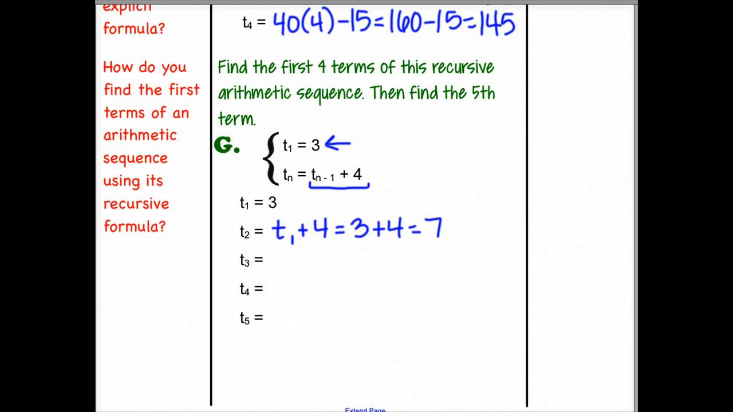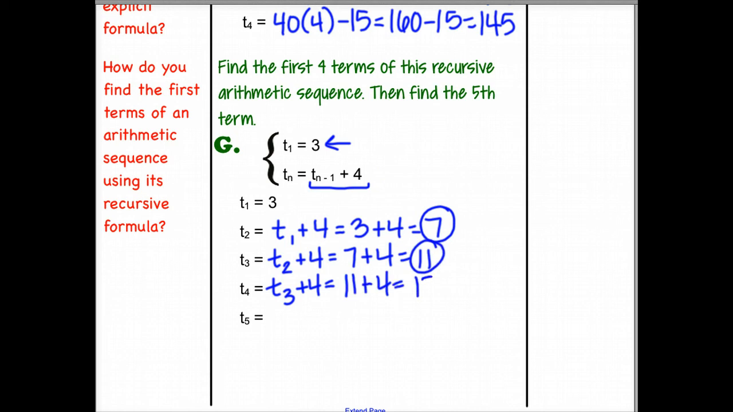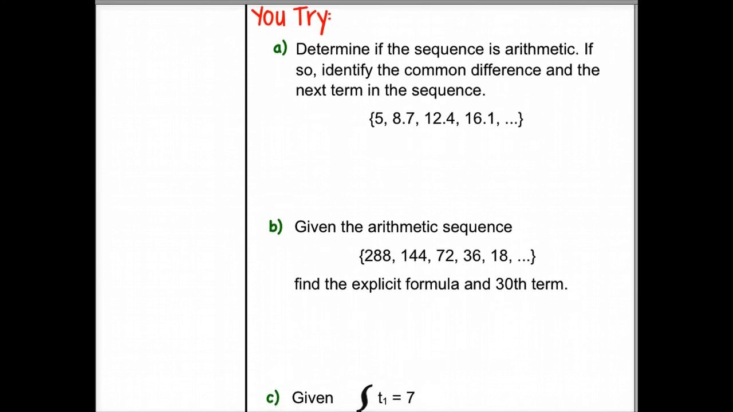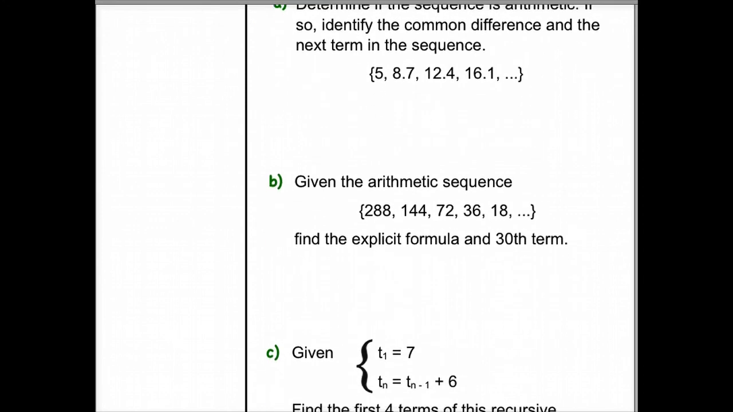So then we do t sub 3, which is equal to t sub 2 plus 4, which t sub 2 we found was 7, so 7 plus 4, which gives us 11. T sub 4 is going to be equal to t sub 3 plus 4, which in our case, t sub 3 was 11, plus 4 gives me 15. And then finally, t sub 5 is equal to t sub 4 plus 4. T sub 4 is 15, plus 4 gives us 19.